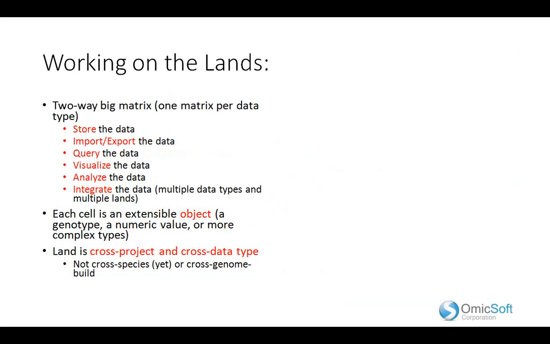But then another question is, we have two-way matrices, but what does each cell actually represent? It really depends. It could be a simple genotype. It could be a numeric value like gene-level expression. It could be a very complicated data type, for example a fusion. It could be a simple coverage, or, for ENCODE data sets, it could have multiple values like p-value and q-value, or intensities. Whatever. The Land itself does not define these data types; based on what the user needs, we can create data types on the fly.